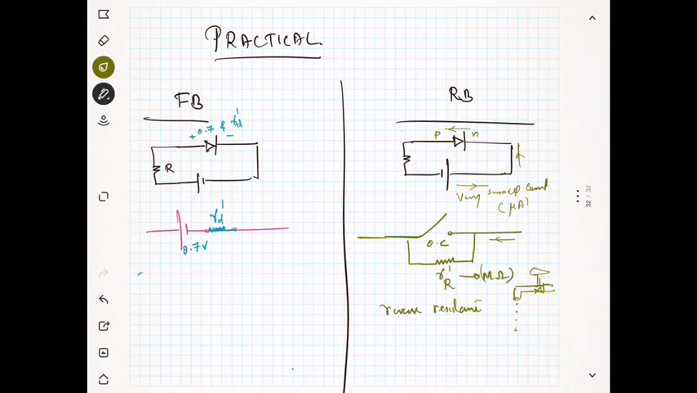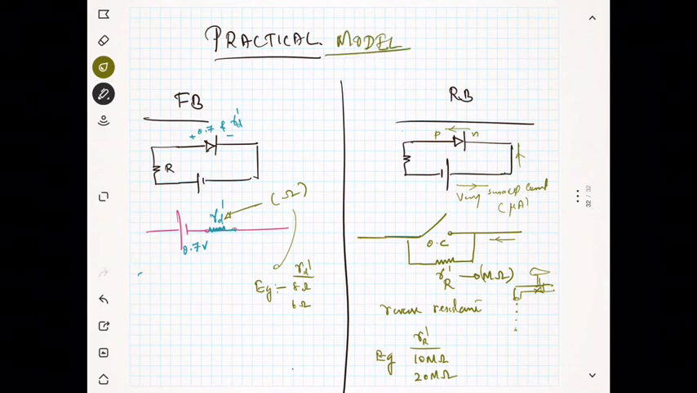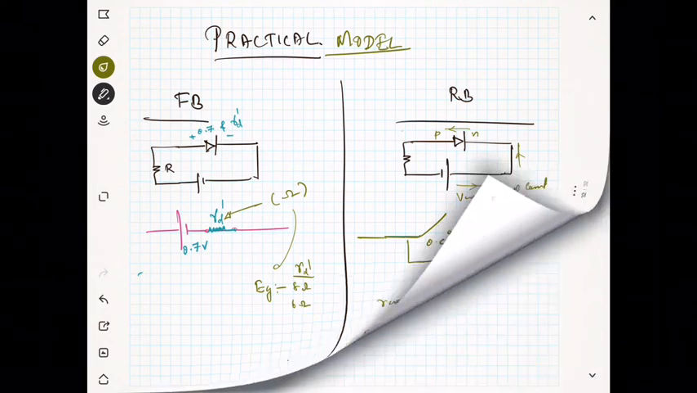Here, R D dash will be of the order of ohms, for example 8 ohms or 6 ohms. But R R dash is very high, maybe something like 10 mega ohms, 20 mega ohms. This is the example. So it is very high. This is the practical model.